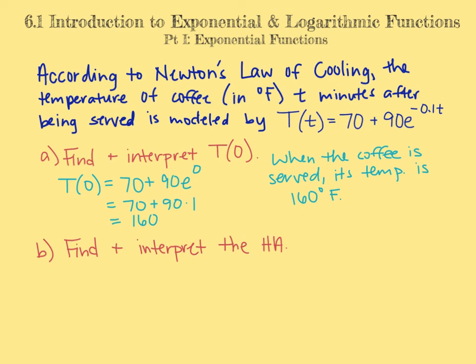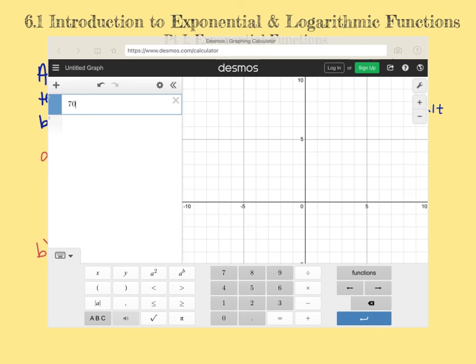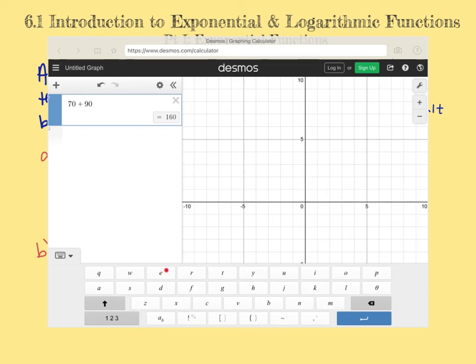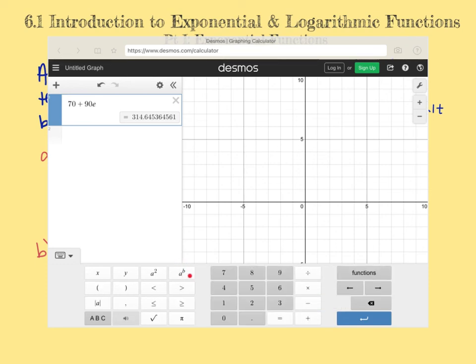The next thing we want to do is find and interpret the horizontal asymptote. We'll do this in the same way by looking at Desmos. As I'm plugging in, I want to just make sure we all know how to use E on the Desmos screen. So you want to go down here as you're typing in. You're literally going to go to ABC because E is a number. It took me a second to figure this out. So we'll click ABC, and then you just click E. And then you go back to the 1, 2, 3 side of it. And then raise it, so hit the A to the B power. And we want to raise it to the negative 0.1x in this case.